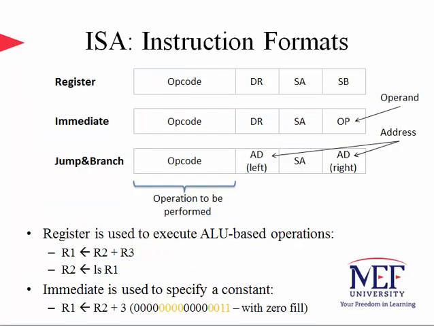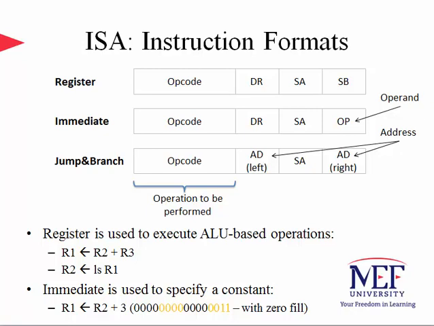Let us review the three well-known instruction formats. The register format has a 7-bit long opcode. So the instruction format consists of 4 fields: opcode, destination register, source A register, and source B register. The opcode is generally 7 bits long, with 3 bits for the destination register, 3 bits for source A, and 3 bits for source B. This makes up a 16-bit long instruction. You can execute ALU-based instructions using the register format as shown below.